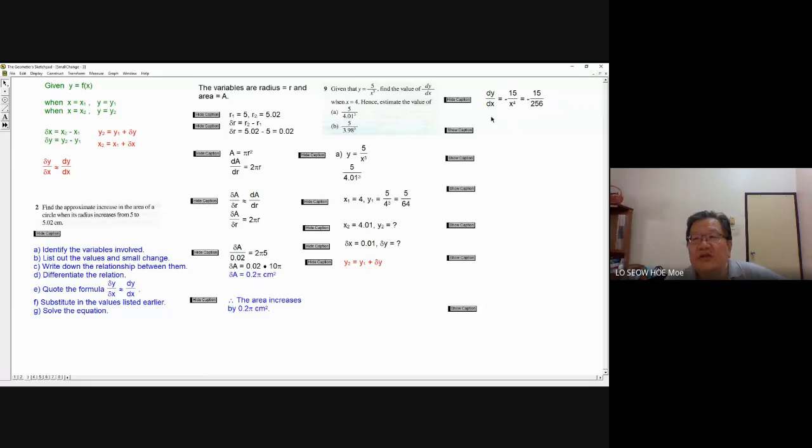So the first step is to find dy/dx. After finding dy/dx, I use this formula: delta y over delta x is approximately dy/dx. Now from this relationship, I can find the value of delta y. So I substitute the dy/dx inside, and substitute the delta x inside. It is already prepared here, and I substitute inside here.